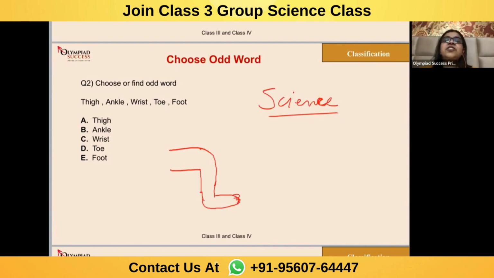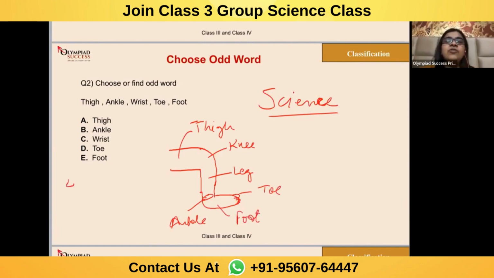All right. So this part is your thigh. Yes, Vivan, that's correct. This part is your knee. Knee is not in the question. This part is your leg, normal leg. Okay. This is your ankle. This is your toe. This is your foot.